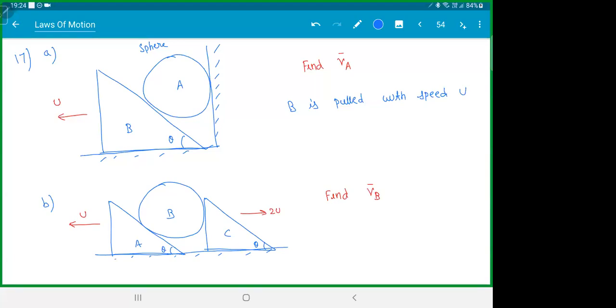The ball is stuck between two wedges and both the wedges are going in both directions, U and 2U. U cos theta j cap. Someone got U tan theta j cap. I think it should be tan theta, Anika. Check it out.